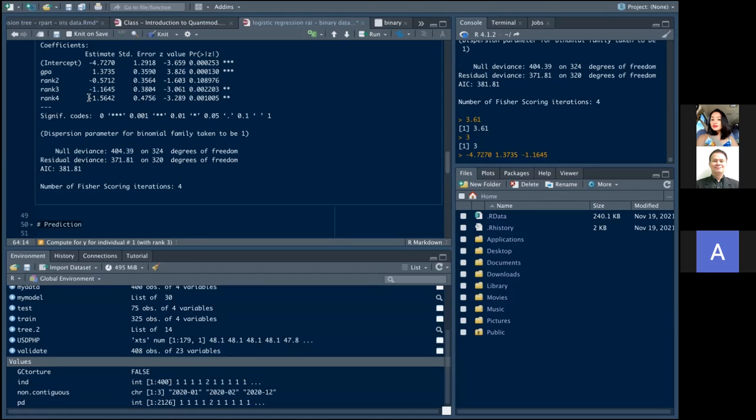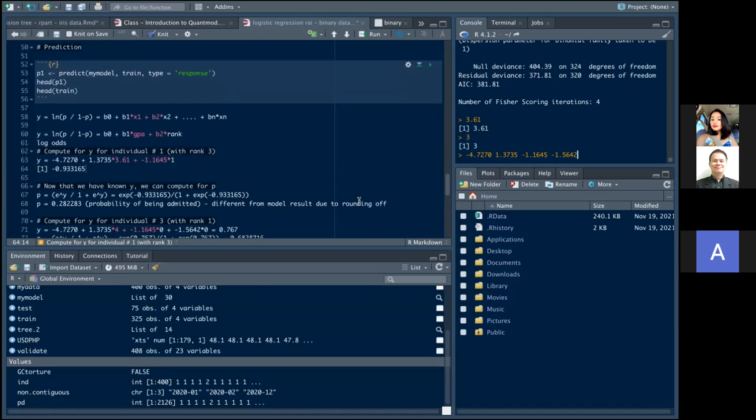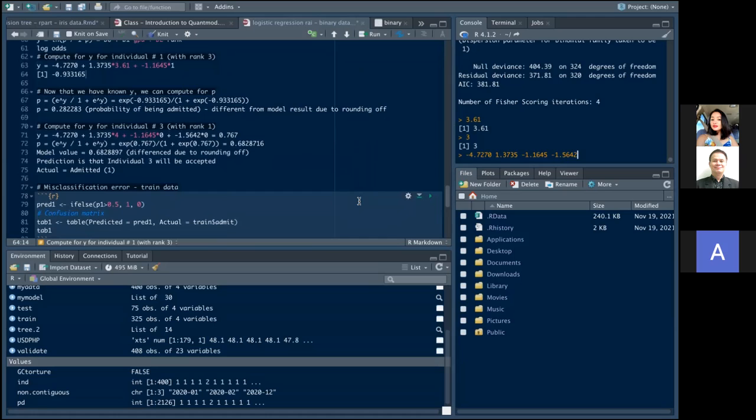Okay, and then rank 4. There. Okay, so take note, guys, that this is our model. So we are going to compute the value of your Y based on these models, based on these values. So go down, Love, down there. Okay, so I'm just going to show you our model.